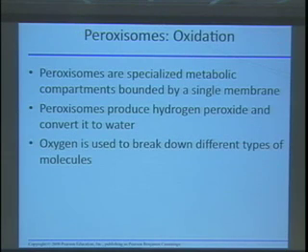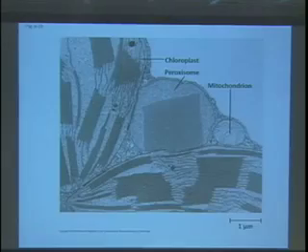And then finally, peroxisomes. So as we said, these are important for oxidation. So these are specialized compartments that have a single membrane on the outer edge. They make hydrogen peroxide, and they convert it into water. And the hydrogen peroxide, and the oxygen radicals that are made, are used to break down different types of molecules. So it's a very important metabolic site in the cell.